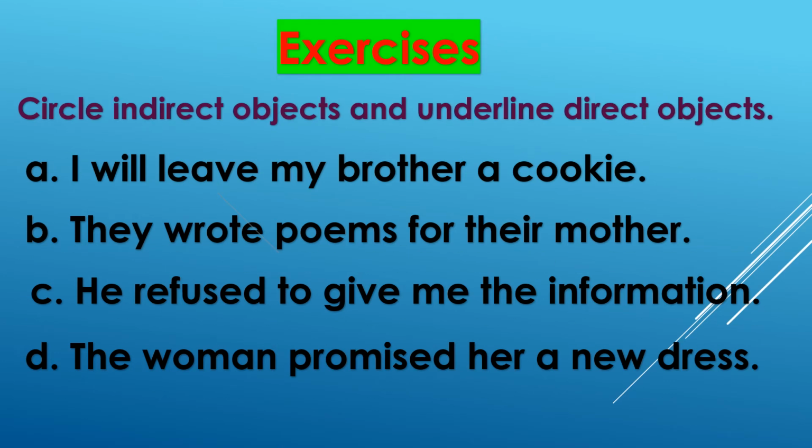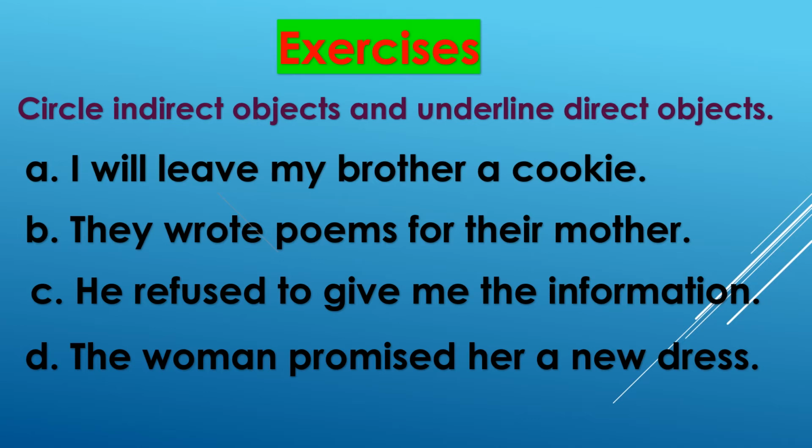Okay, now let's move to the exercise in the book. Circle indirect objects and underline direct objects. And keep in mind, we cannot have an indirect object without the direct object. So a sentence can include direct object and indirect object. Letter A. I will leave my brother a cookie.